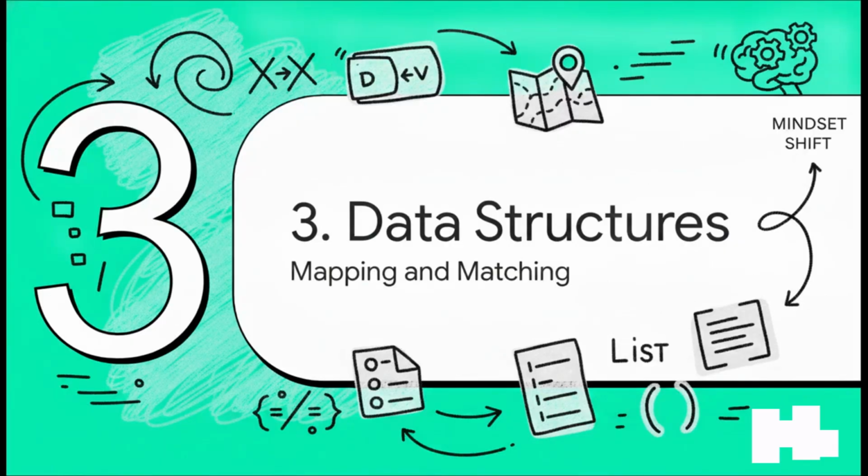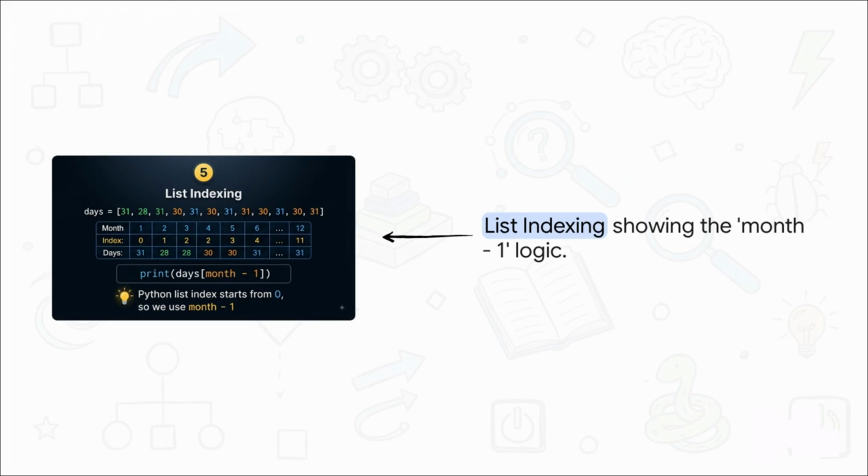Section 3. Data structures and matching. Let's completely shift gears for a second. Instead of writing out conditional rules, what if we just mapped the data directly? Think about using a list. We can create a simple, fixed, ordered list of 12 numbers representing the days. But there's a major catch.